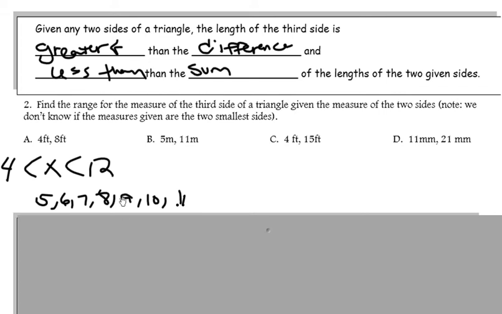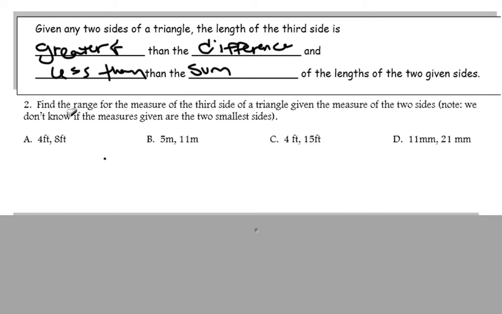Alright, let's do B. I'll do it with you guys, and then you could do C and D on your own. So for B, remember, given two sides of a triangle, the length of the third side is greater than the difference. So we know the third side, x, has to be greater than the difference, and it has to be less than the sum of the two numbers.